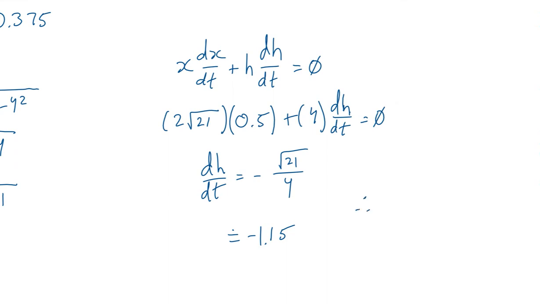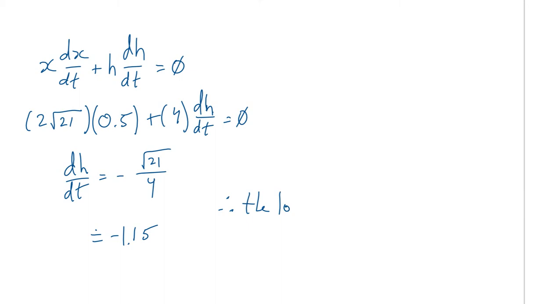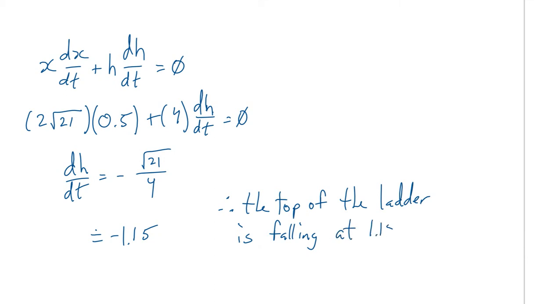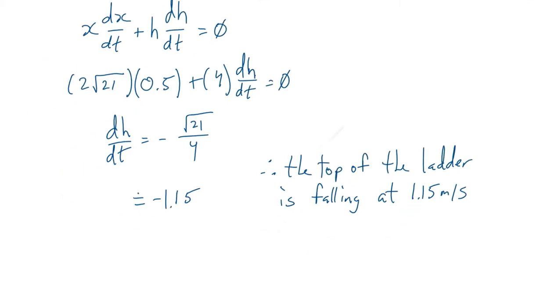So again, therefore, the top of the ladder is falling. Just say it naturally, but make sure you include direction in your therefore statement, at 1.15 meters per second. Notice that I don't include the negative there because I've said that it's falling. That's the whole point. I do not want to see a negative in there. I need that to be interpreted as a direction.